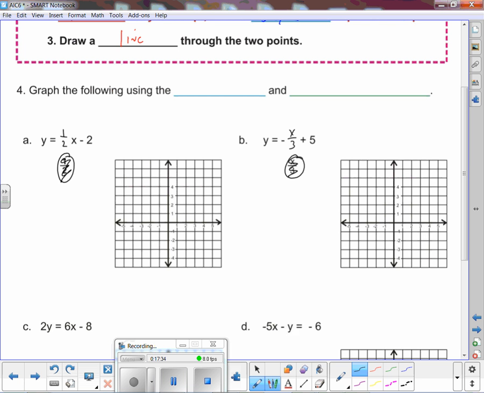All right, so number 4. Graph the following using the slope and the y-intercept. And you can abbreviate if you want. You can write it out if you want. But that's what we're doing, right?